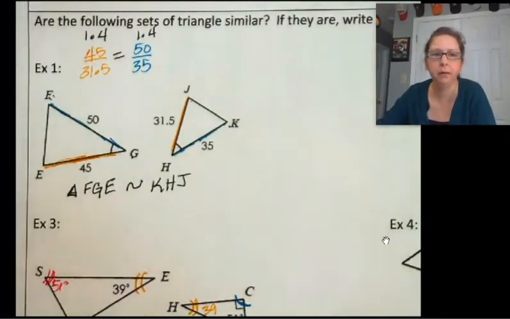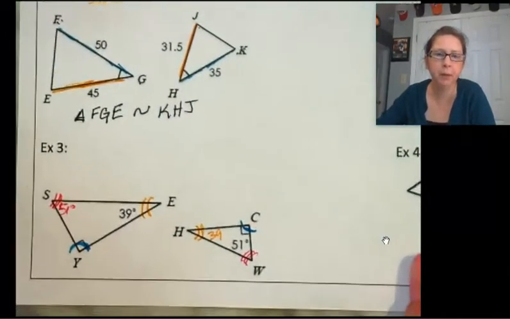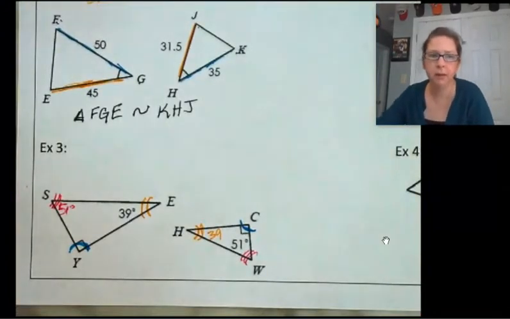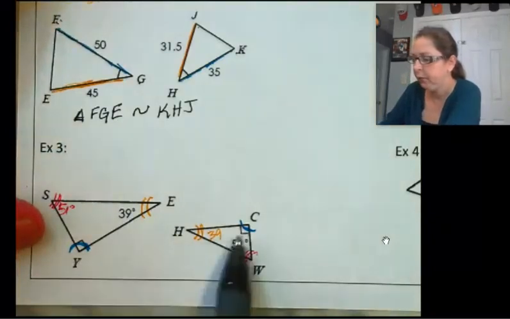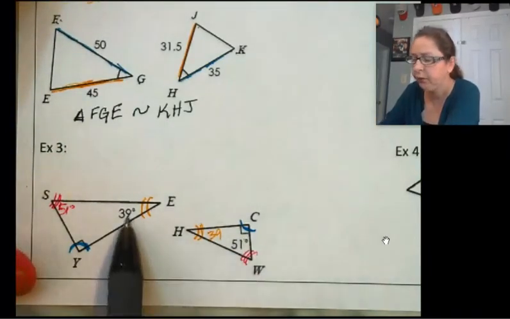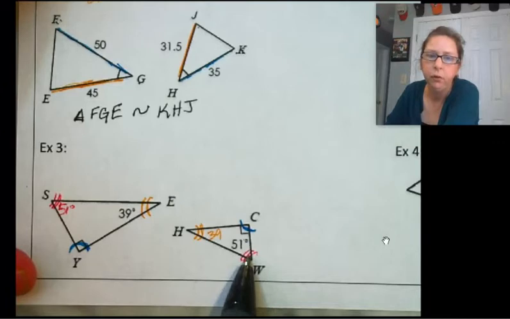All right, let's take a look at example 3. I did a little bit of work here, but I haven't written a statement yet. So they gave me a right angle in both triangles. This angle, they gave me 39. This angle was 51. Well, I needed to choose one of these triangles.